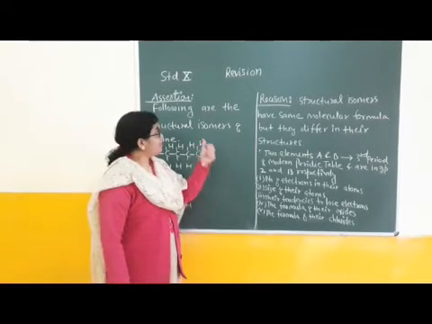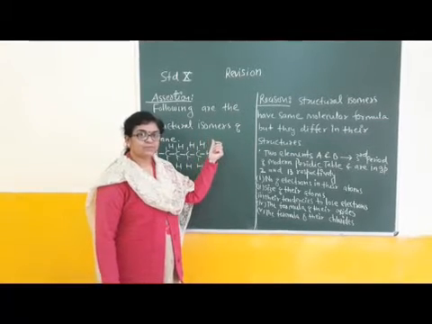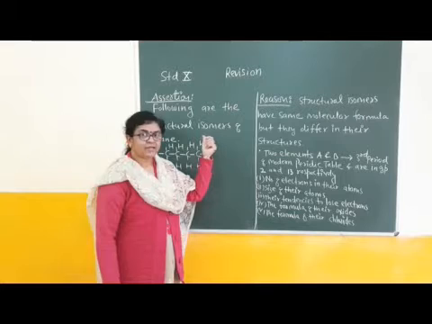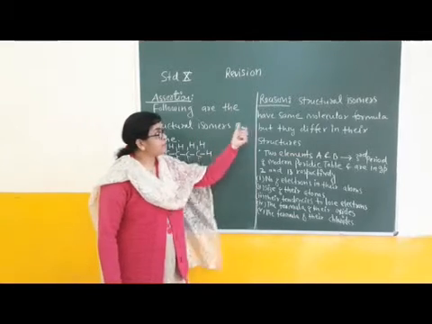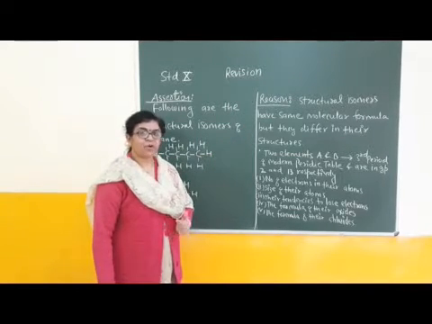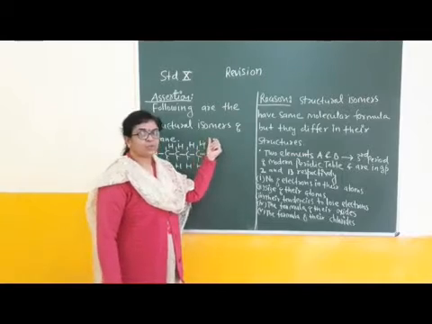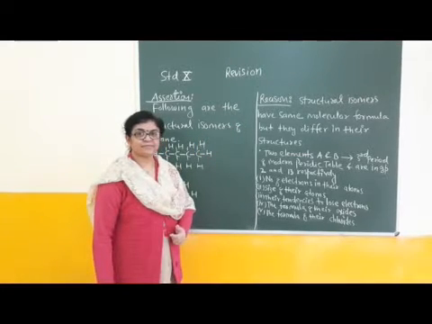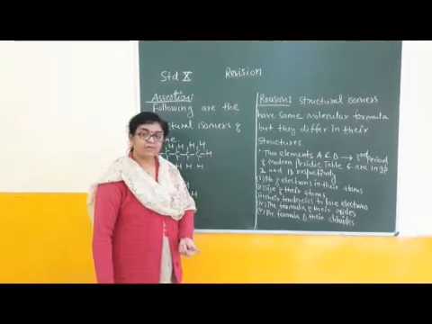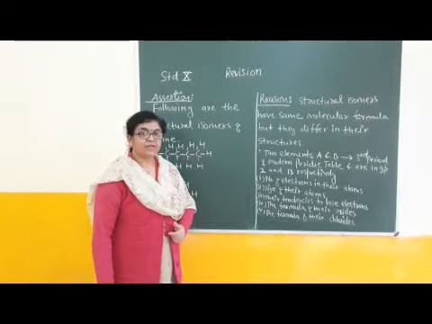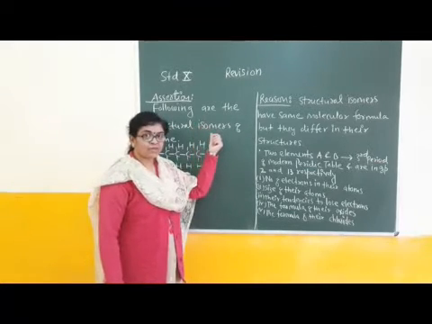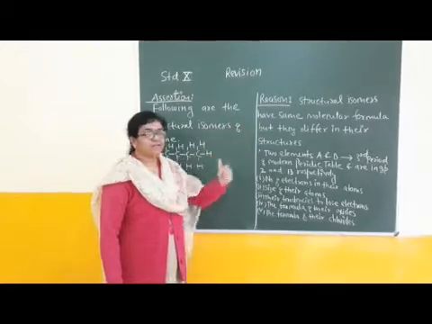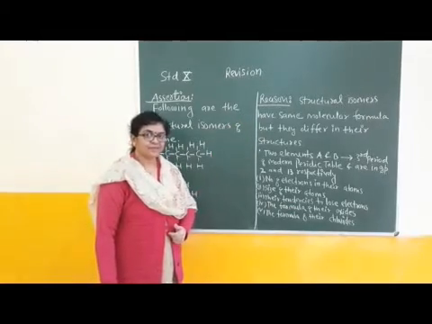C code, when assertion is true, assertion is correct, but reason is not correct, false. Or assertion is true, reason is false. D code, for just the opposite condition, assertion is false and reason is true.